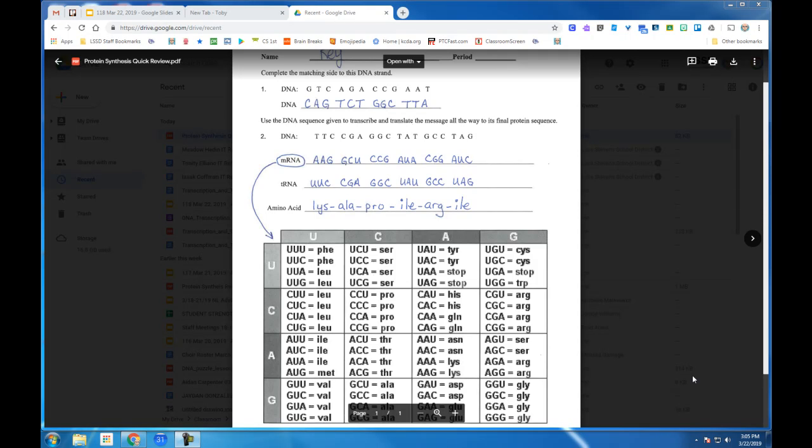So a quick one-page review of DNA and protein synthesis. We completed this in class on Friday, the 22nd of March.